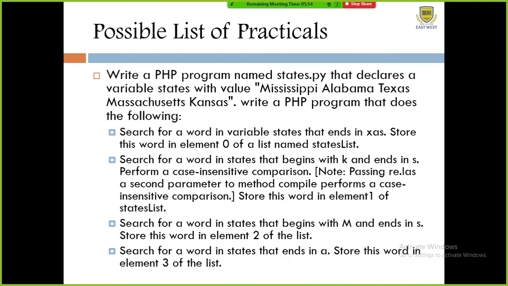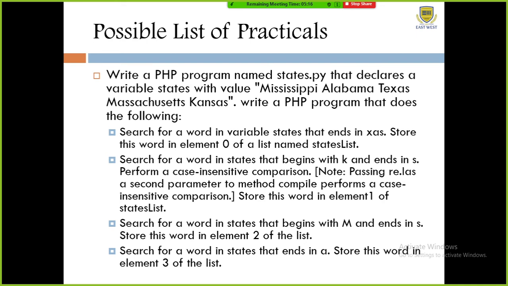Okay, right. So the next practical we will do is write a program named states.py. .py means it is a Python program file. We are using Python programming with an IDE like PyCharm probably, wherein we will write a Python program and do the following. Here we are searching for a word of the variable states that ends with XAS.